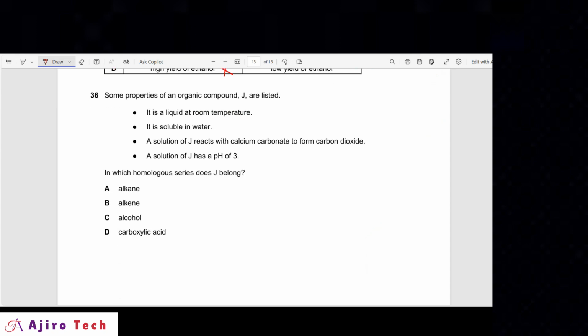Question 36. Some properties of an organic compound here are listed. It's a liquid at room temperature. It is soluble in water. Okay, a solution of J reacts with calcium carbonate. This should tell you that solution J is an acid. So this shows the acid nature of this. It has a pH again. So these 2 points tell you that it's an acid. So of course, D, that's the only acid in the option.